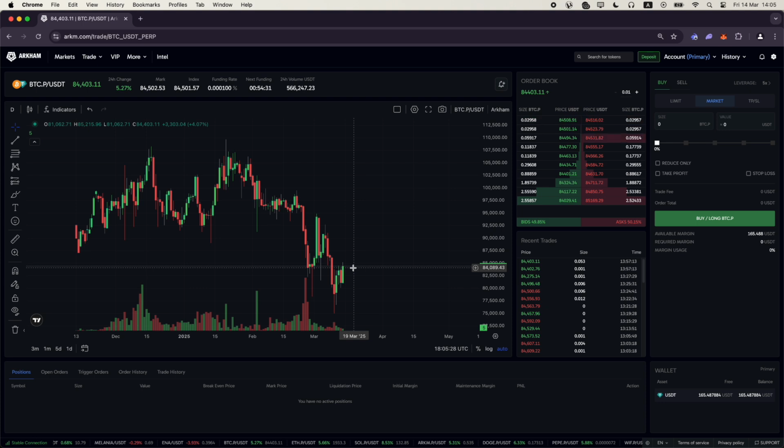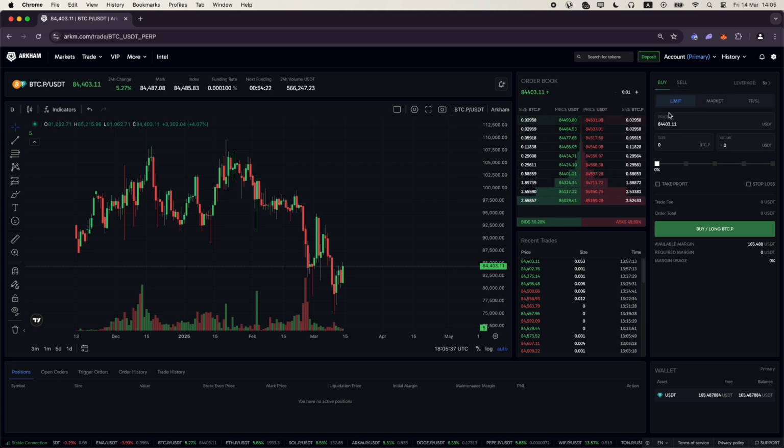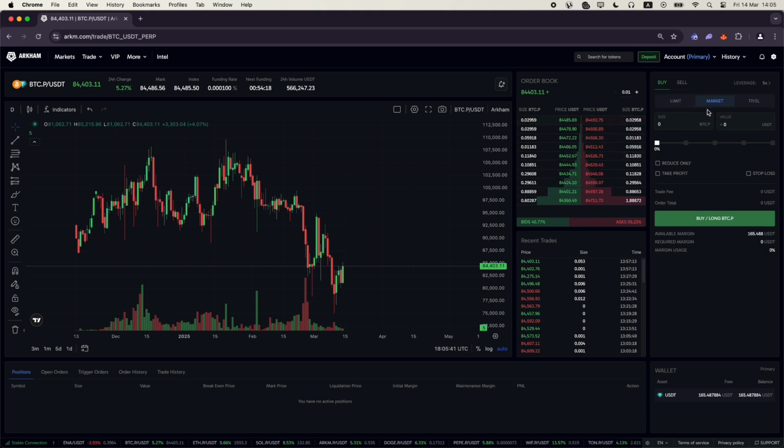Next, check out the Buy/Sell panel on the far right. This is where you open or close your perpetual futures positions. Here's how you do it. Pick Limit if you want a specific entry price, or Market if you want your order filled immediately.